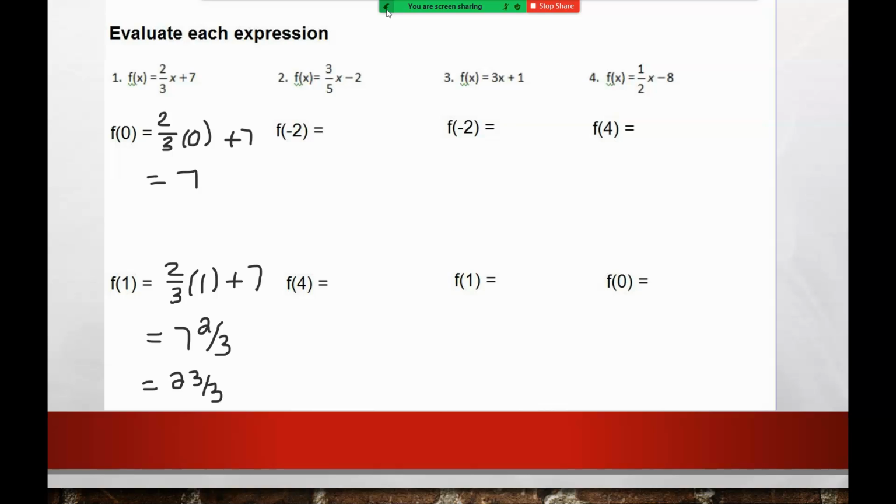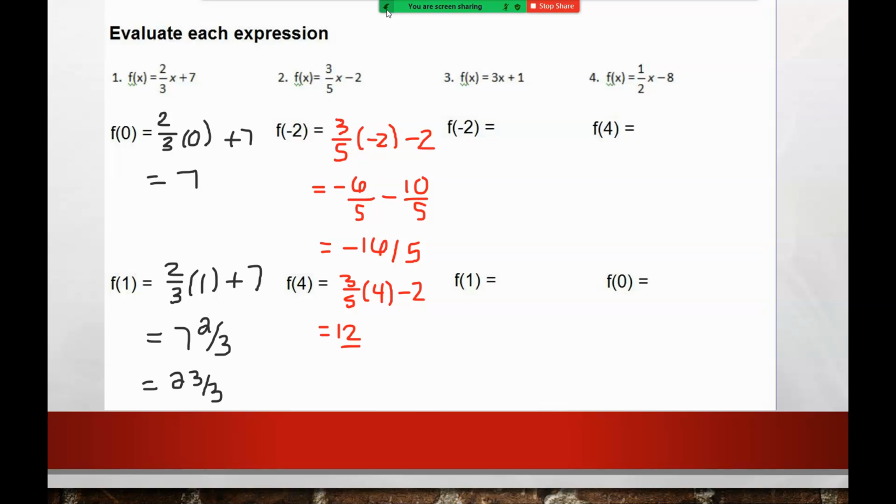In example 2, you're plugging -2 in for x. So you get 3/5 times -2 minus 2. So that's like -6/5 minus 10/5, which is -16/5. And for 4, 3/5 times 4 minus 2 is 12/5 minus 10/5, which is 2/5.